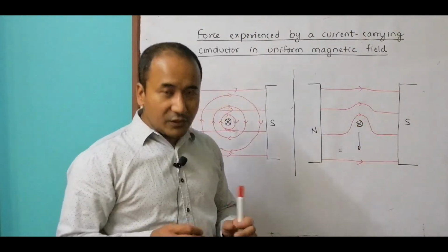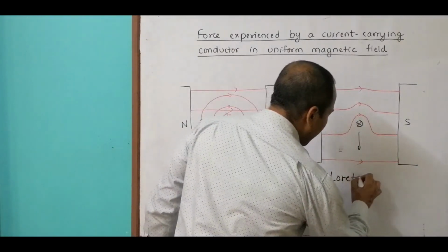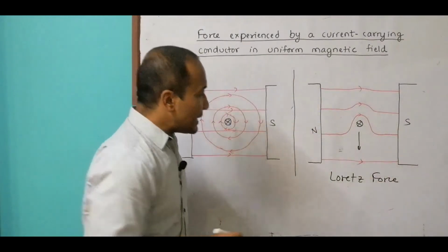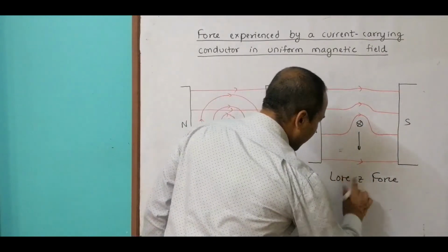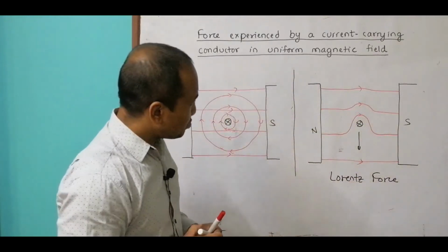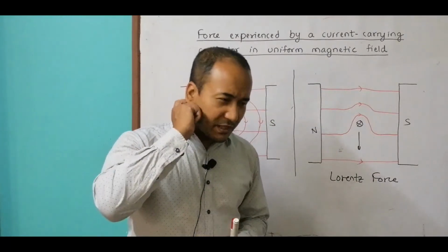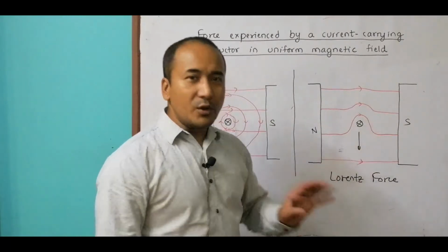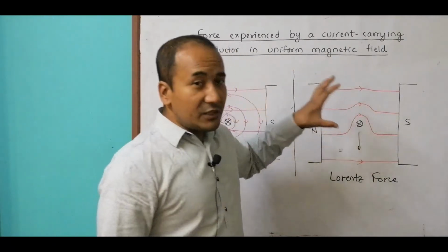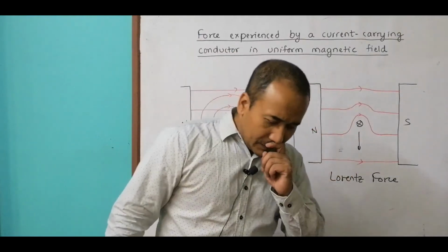So this force is called the Lorentz force. The spelling is TZ at the last, but they pronounce it as Lorentz force. So it's okay. Now some people say, because of gravity it comes down. No, it's not because of gravity. It's because of the force generated by the interaction of the two magnetic fields. Now, Lorentz force is there.